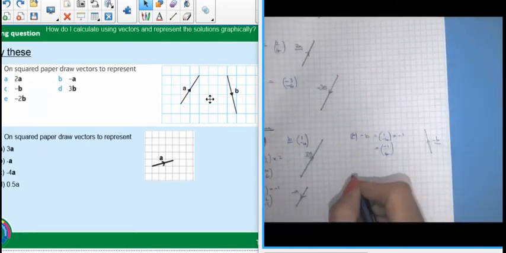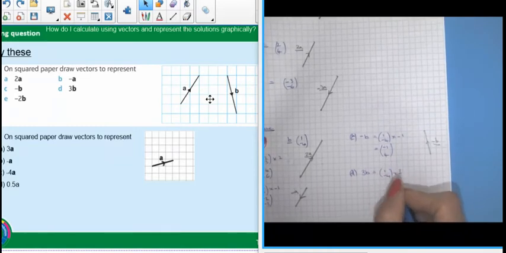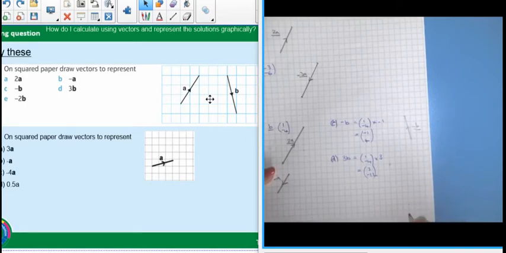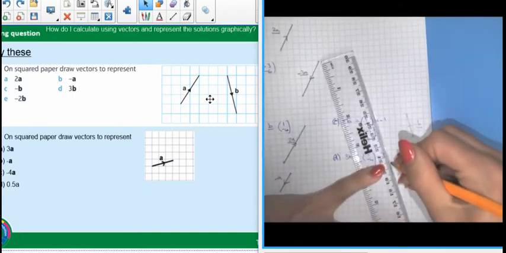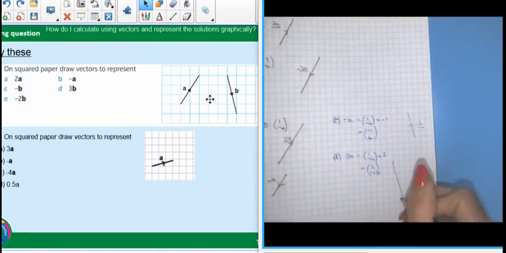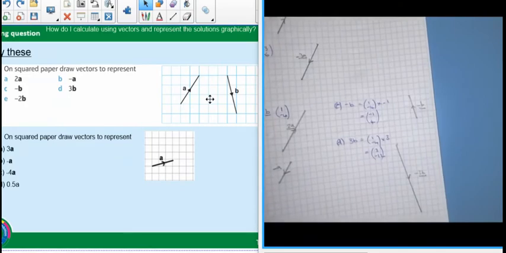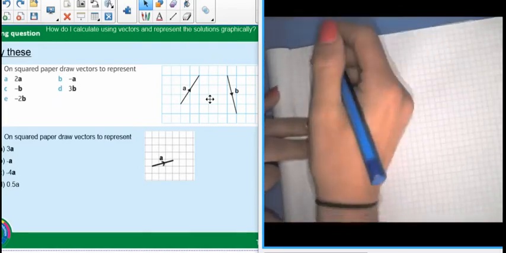Part D, I want to do 3B, which will be (1, -4) multiplied by 3, which is (3, -12). I'll start here. 1, 2, 3. 1, 2, 3, 4, 5, 6, 7, 8, 9, 10, 11, 12. Make sure you put the arrow showing the direction, and we underline, remember from last lesson, to show that it's a vector, negative 3B. Turn the page. E.